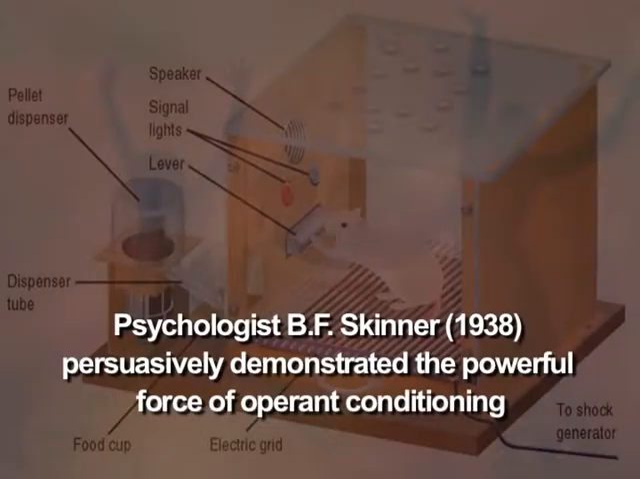Operant conditioning is based on the principle that behavior is shaped by the consequences that follow it. Psychologist B.F. Skinner in 1938 persuasively demonstrated the powerful force of operant conditioning, and considerable research has been done since then by Bandura in 1969 and Carlyn in 1980. Operant behavior that is rewarded or reinforced by the individual or by the environment is more likely to be repeated. Reinforcement, of course, can be positive or negative.